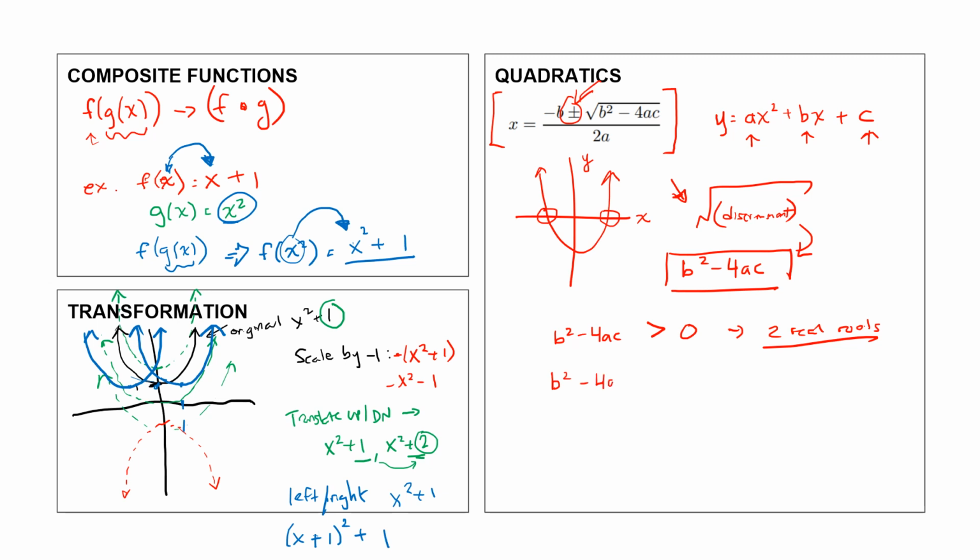When b squared minus 4ac equals 0, that's another case, we have 1 real root, and it's a double root. The reason that happens is if you imagine negative b plus or minus the square root of 0, when you add 0 or subtract 0, the square root of 0, you get the same answer. Your roots will always be negative b over 2a. So that'll be a double root.